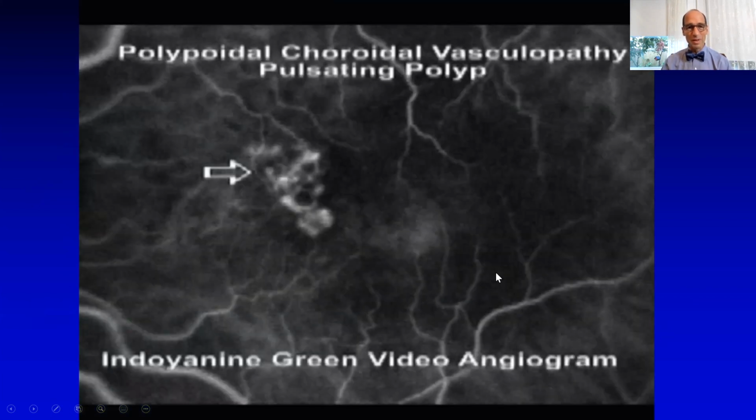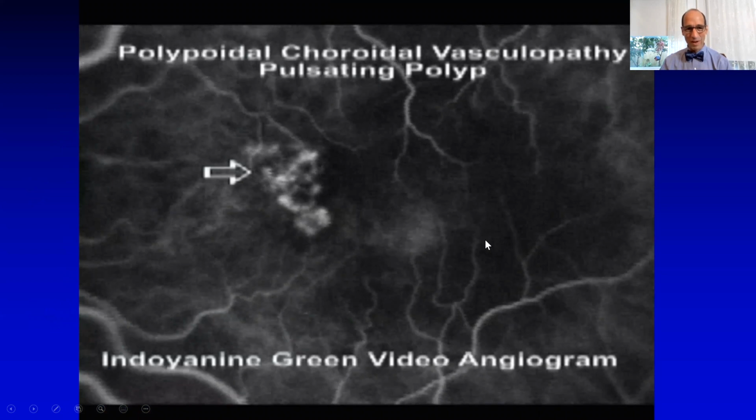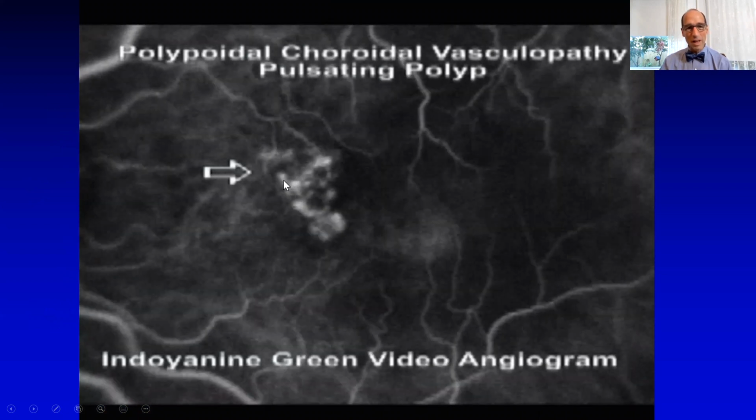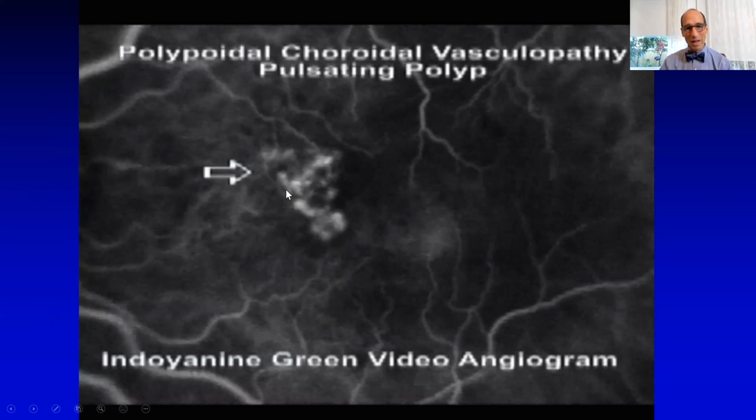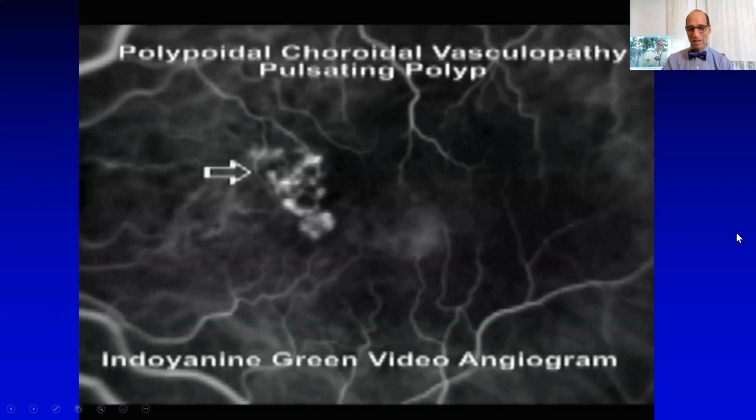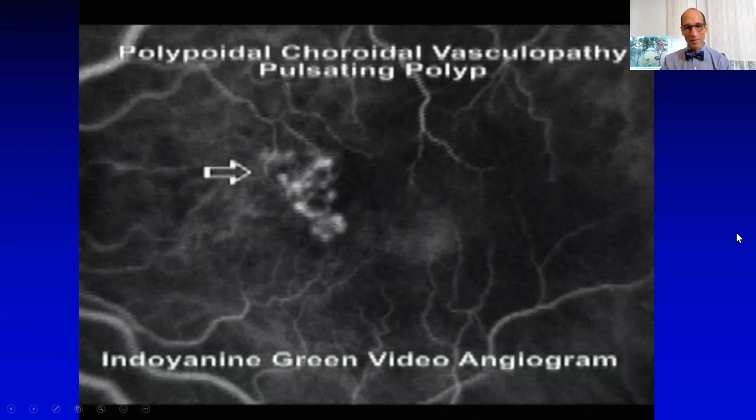This is a cool, see if this is a GIF I made. Sometimes you can see a pulsating polyp. You see that right there? It's really cool. So this is an ICG of a patient with polypoidal choroidal vasculopathy. You can see a pulsating polyp. I think it's the last patient.